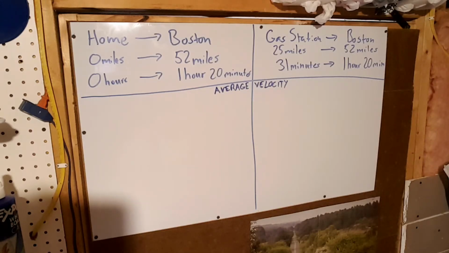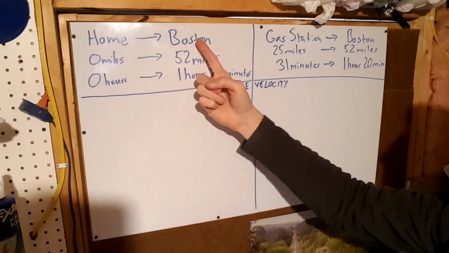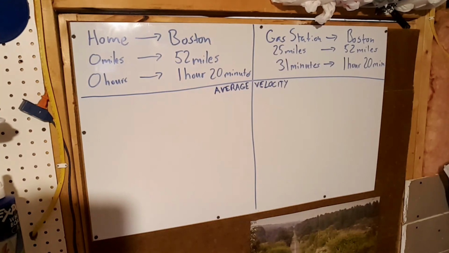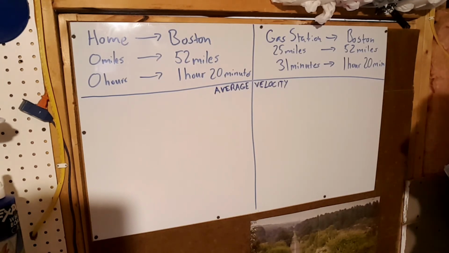The last question in the video asks you for these average velocity calculations, the average velocity between our house and all the way to Boston, and the average velocity between the gas station we stopped at in Framingham and Boston. I'm going to go through these very quickly because I think we've done enough background work at this point.